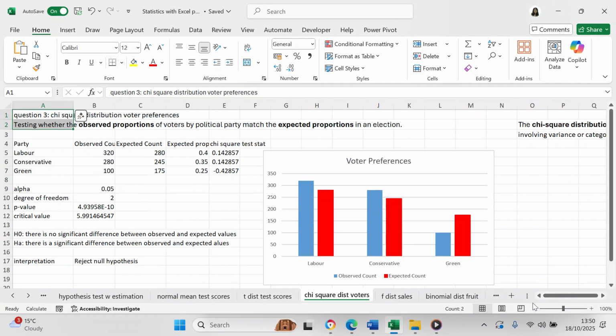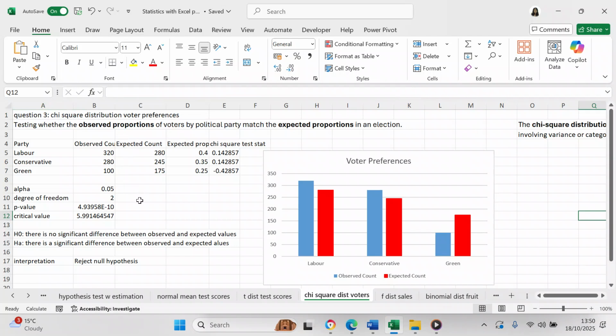So what we do is we have a practice question on the chi-square distribution for voter preferences. We're going to test whether the observed proportions of voters by political party match the expected proportions in an election.